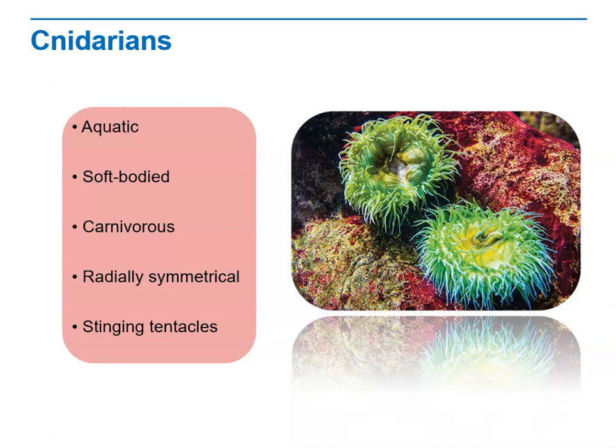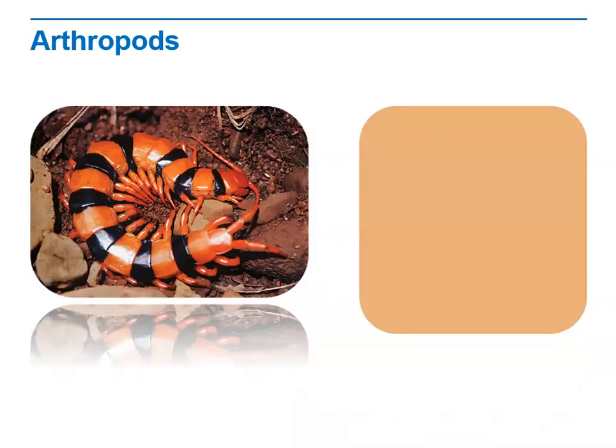Some, such as corals, have skeletons. They are the simplest animals to have body symmetry and specialized tissues. Some cnidarians live as independent individuals. Others live in colonies composed of many individuals.